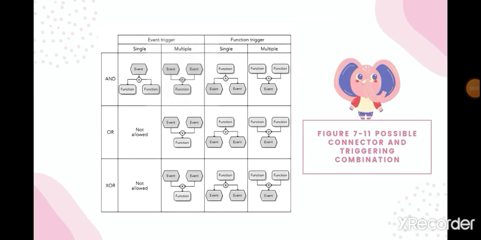Next one is possible connector and triggering combinations. This table shows the possible connection combinations. It says that it is not possible for a single event to connect to multiple functions with OR or XOR connectors, because events present a status or state. When the OR and XOR connectors lead to multiple outcomes, then a decision is required to decide what path should be followed, and an event cannot produce a decision.